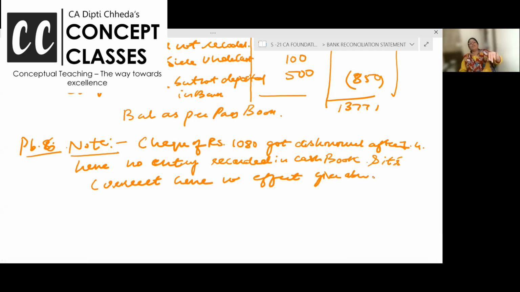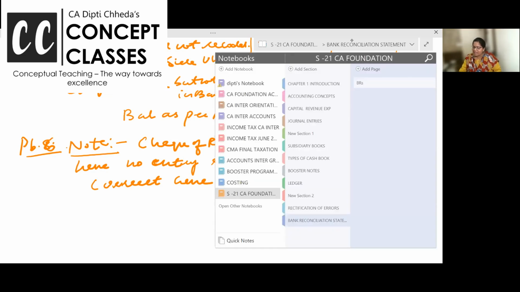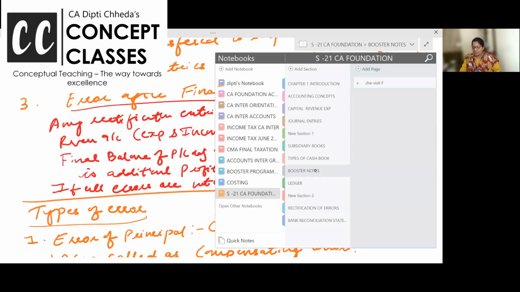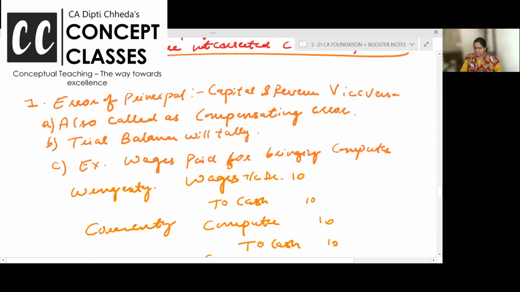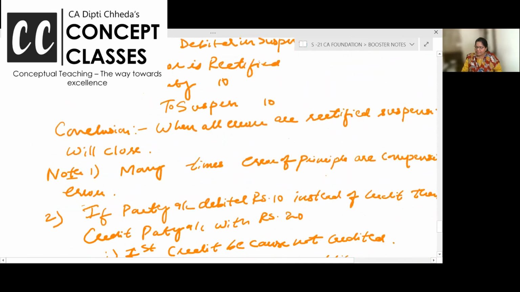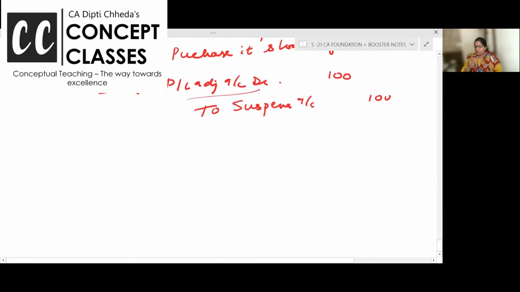See, the 1080 check got dishonored after 1st April and the bank may have entered it on 15th April. So I didn't enter it, so it's correct. Anyhow, the dishonor was after this time, no? So we are not going to record it here. And it's correct, so no effect is given. So this last note is a beautiful opening. There are some entries in the exam जिसको ना add करोगे ना less करोगे. Correct है? चलो. We are maintaining separate booster notebooks wherein for every chapter, like this was for rectification of errors, just notes we are writing, types of error, how to deal, and all that.